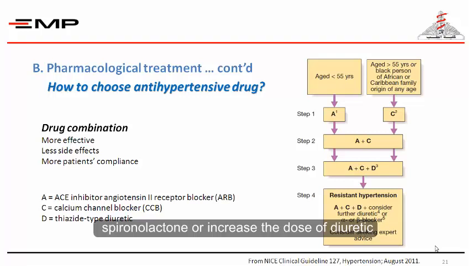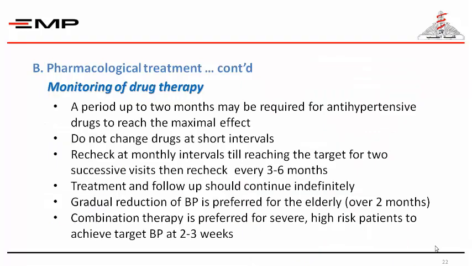If the age of the patient is above 55 years, or a black person, or of African Caribbean family origin of any age, we will start with calcium channel blockers. Better to start with calcium channel blockers. If not effective, add in step 2 angiotensin converting enzyme inhibitors or ARBs. If not effective, add diuretics, and the same if we have resistant hypertension. So this is how to initiate therapy for a newly diagnosed patient with hypertension.